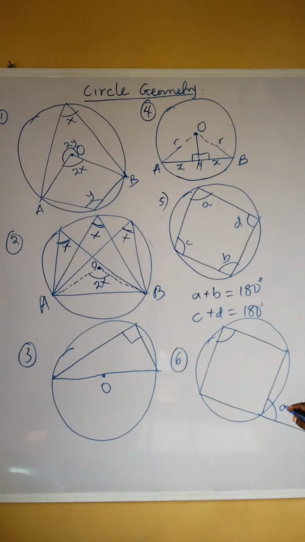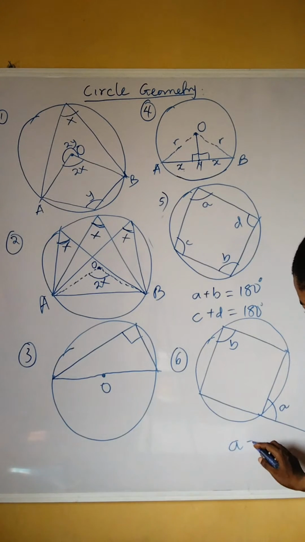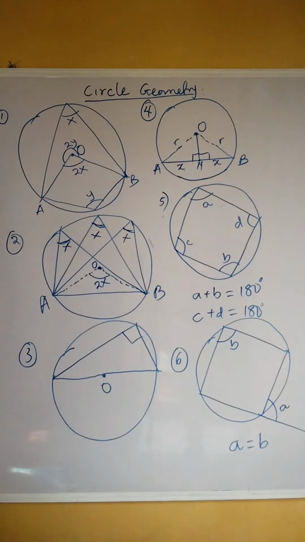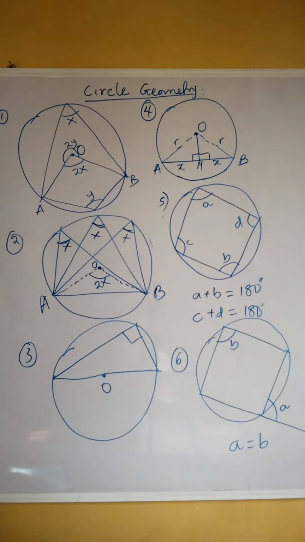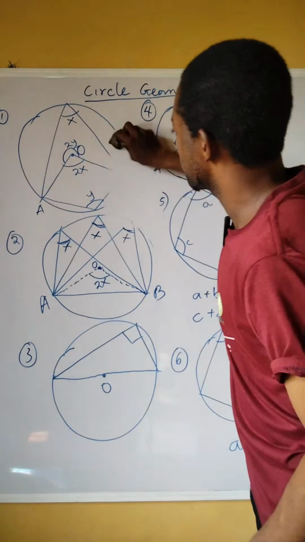Now, if this angle is A and this angle is B, what it means is that angle A is equal to angle B. So that's what that theorem says, that the exterior angle of a cyclic quadrilateral is equal to the opposite interior angle. So these 6 theorems help us solve some interesting questions under this particular topic, which is circle geometry.